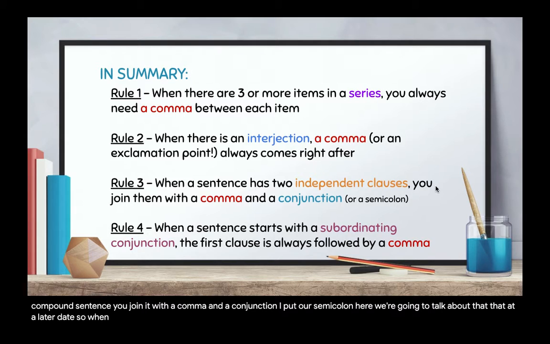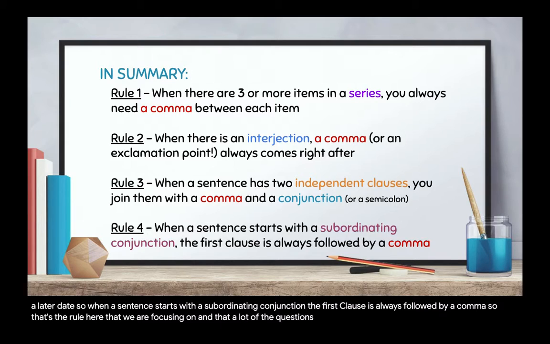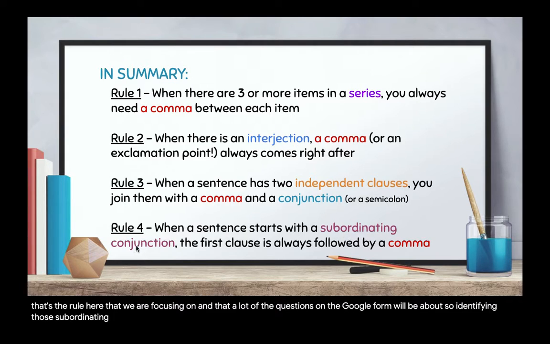So when a sentence starts with a subordinating conjunction, the first clause is always followed by a comma. That's the rule that we are focusing on, and that a lot of the questions on the Google form will be about. So identifying those subordinating conjunctions and then where the comma goes to separate that first clause from the main independent clause.